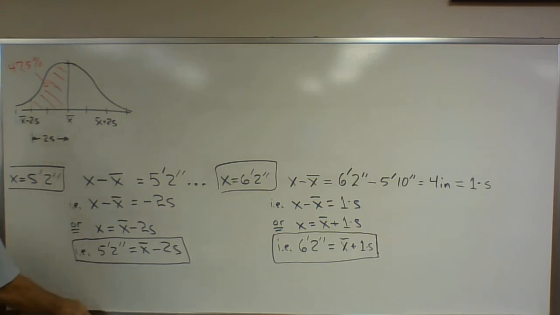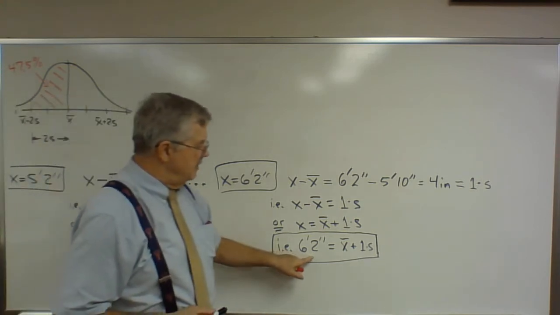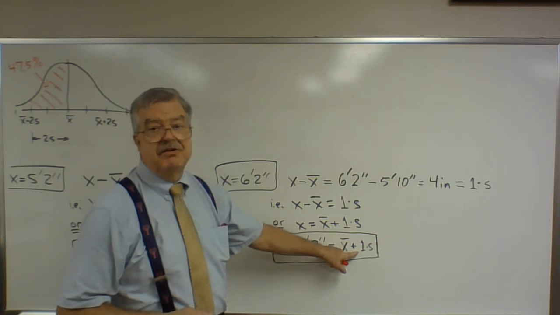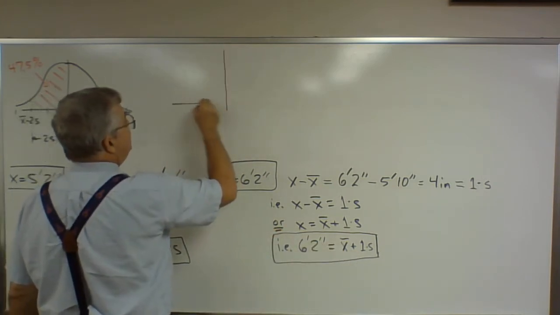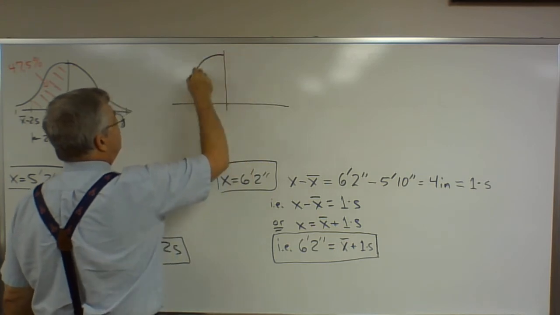And we know that 47.5% of all American men are within two standard deviations to the left of the mean. And then we said, well, what about these guys that are one standard deviation to the right? Well, we did the same thing. We took another normal curve.